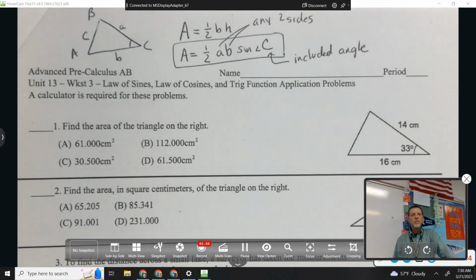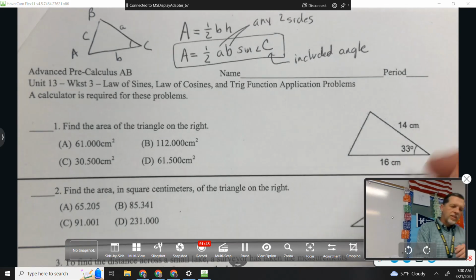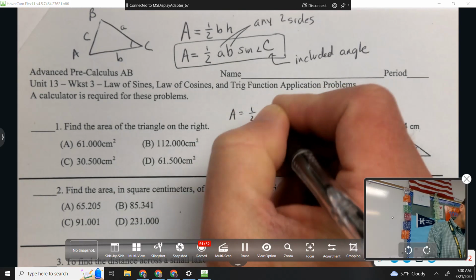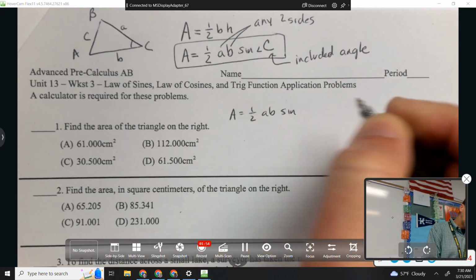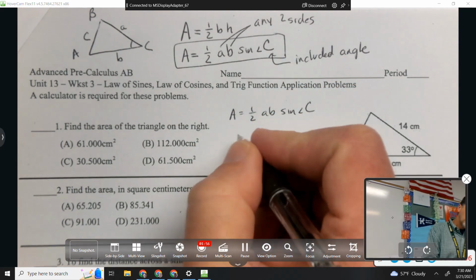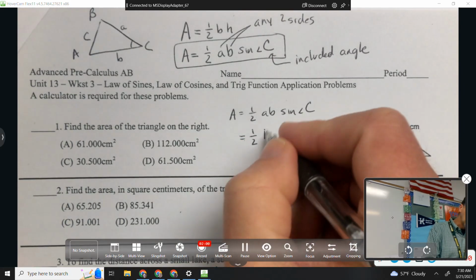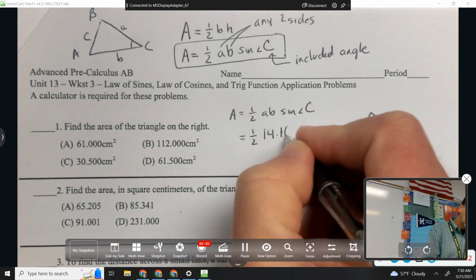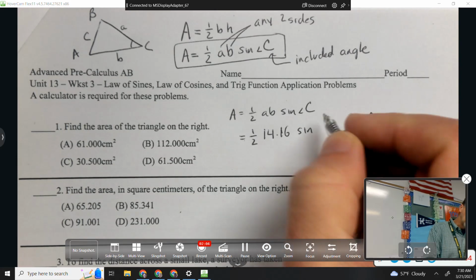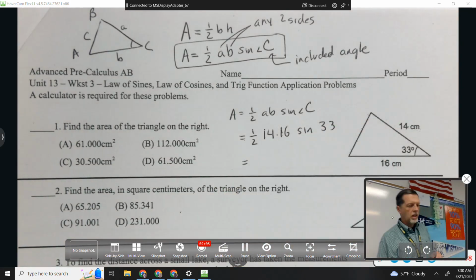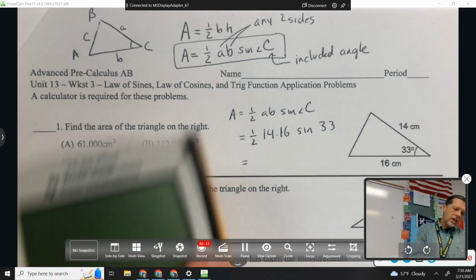So number 1, find the area of the triangle on the right. Well, I've got two sides and an included angle. So 1/2 AB sine of angle C. So 14 and 16 are the two sides, and the included angle is 33. And again, calculator heavy today.